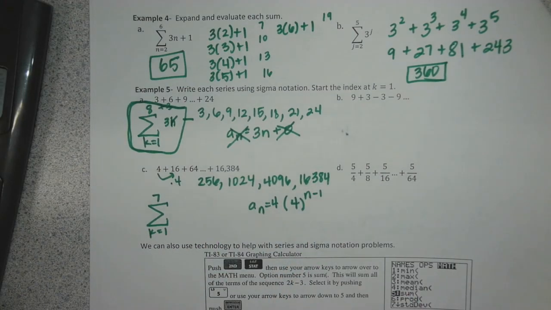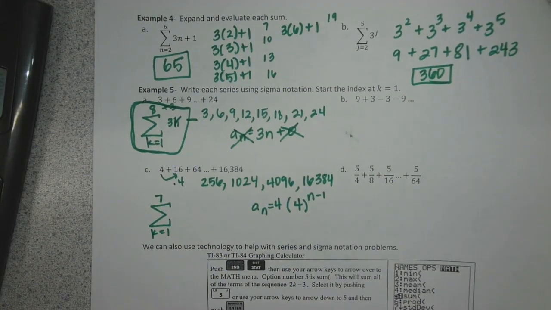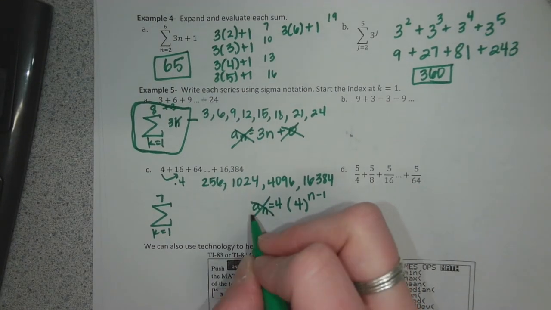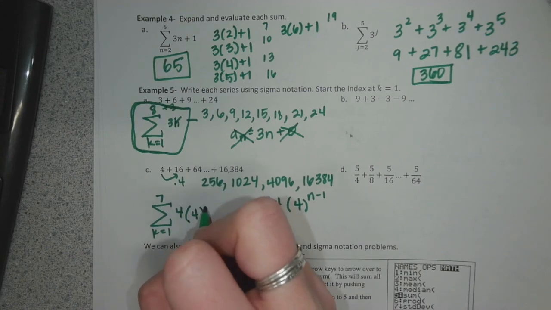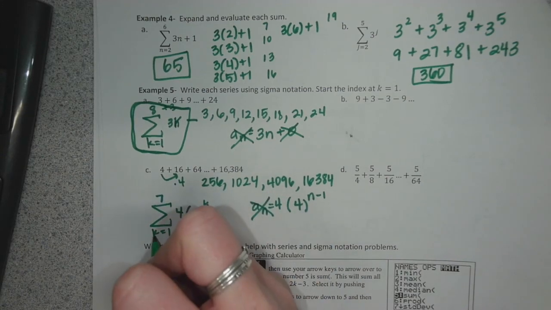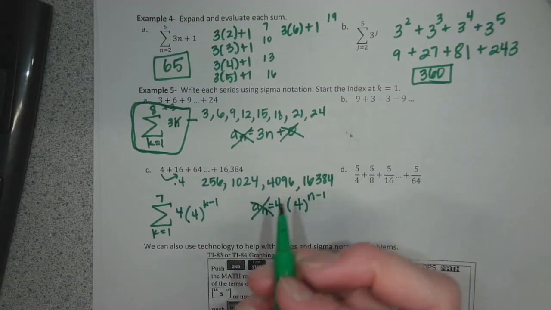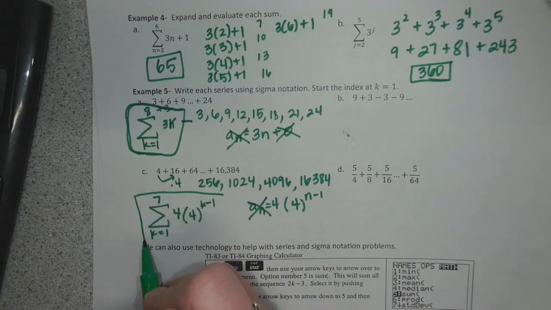And if you needed help remembering how to write it, it's on the front side. I'll review. We don't need this. This is where our sigma goes. So we have 4 times 4, and then we're going to use a k because that's what our variable is here, minus 1. So this is this one.